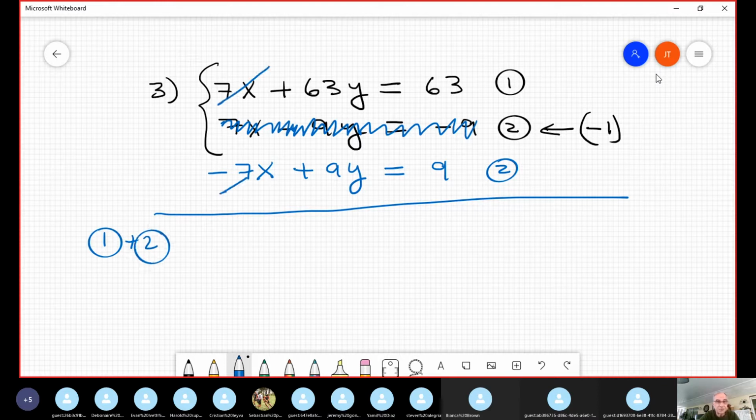It cancels out. Say goodbye. You combine the y terms: 72y. And by coincidence, it's 72, the number. Therefore, it's obvious that the answer is y equals 1.